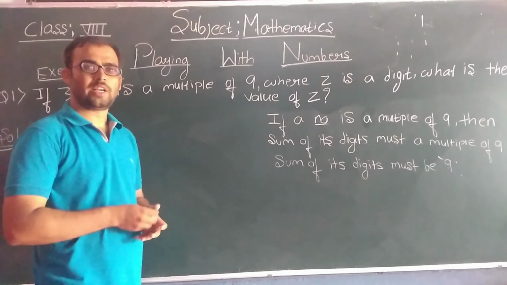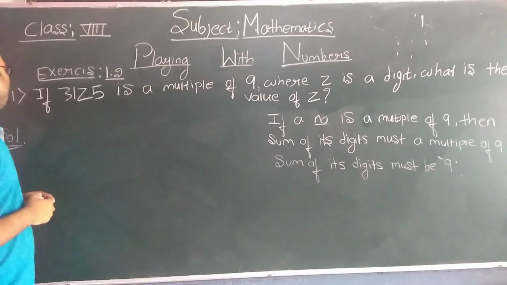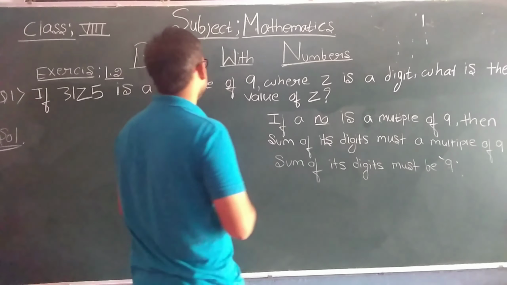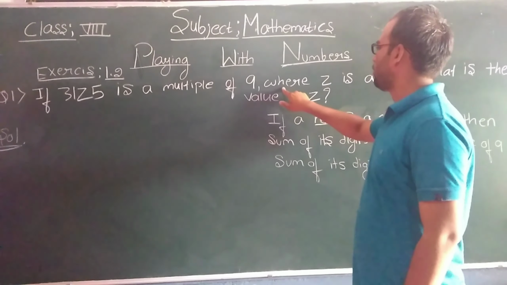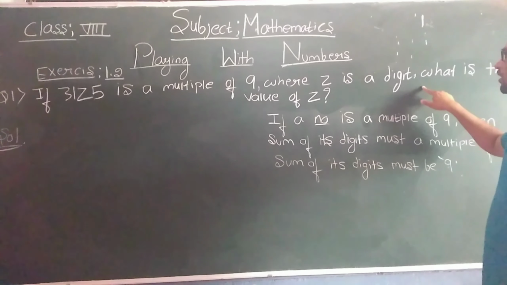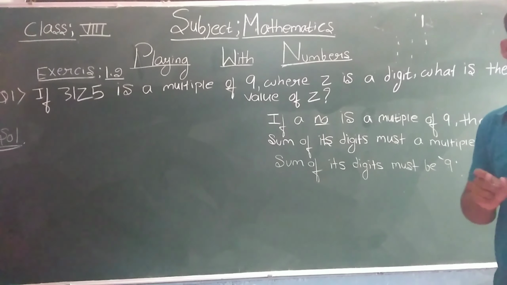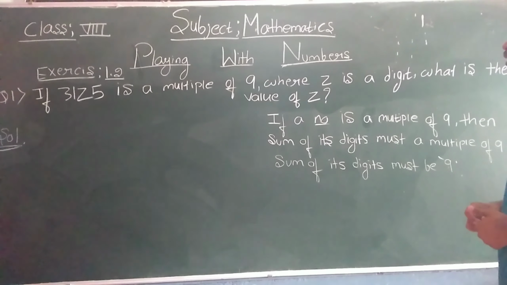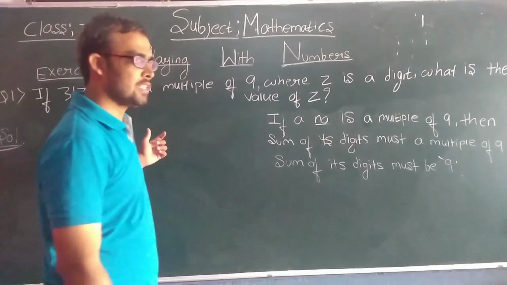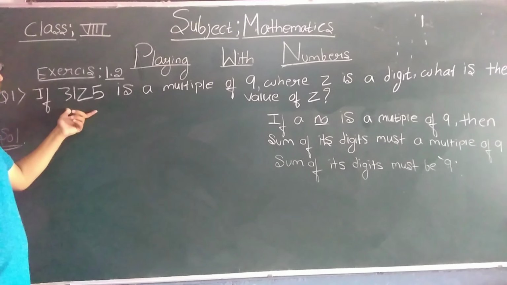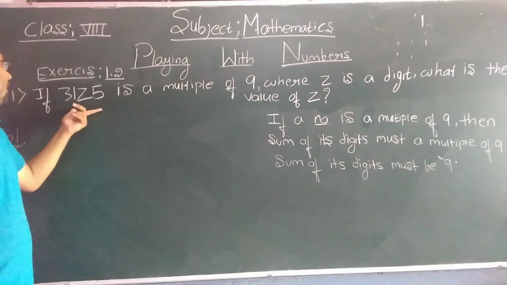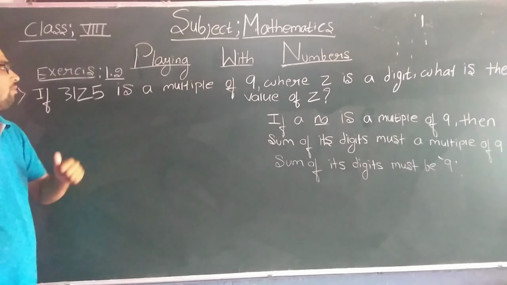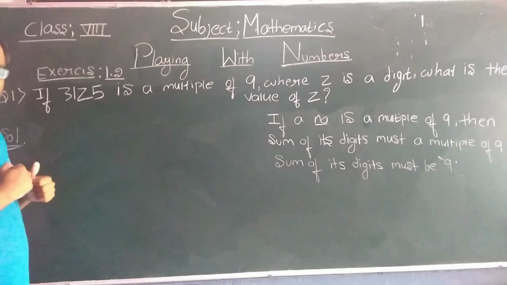Understood? Let us do the second problem. If 31z5 is a multiple of 9, where z is a digit, meaning z represents only one single digit, what is the value of z? Again it is the same kind of problem as the previous one. They are telling that 31z5 is a multiple of 9. Then what must be the value of z?